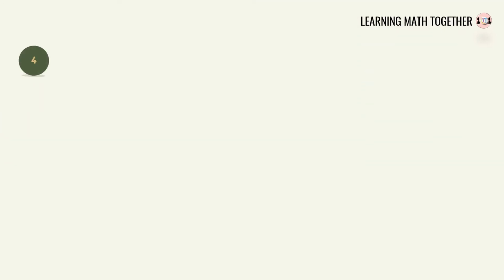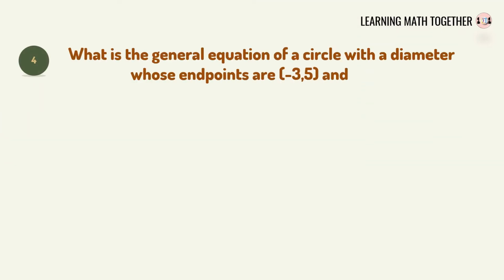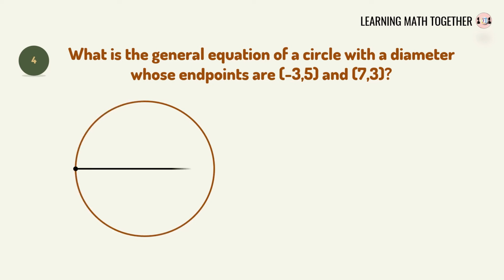Now let us discuss the last example. So what is the general equation of a circle with a diameter whose endpoints are -3 and 5 and 7 and 3? So let us illustrate that one so that you can visualize how it looks like in a circle. We have here the circle and the endpoints of the diameter. Let's say, for example, this is -3 and 5 and this is 7 and 3.